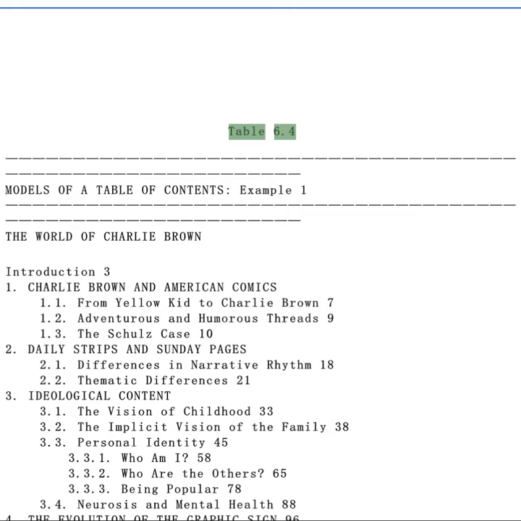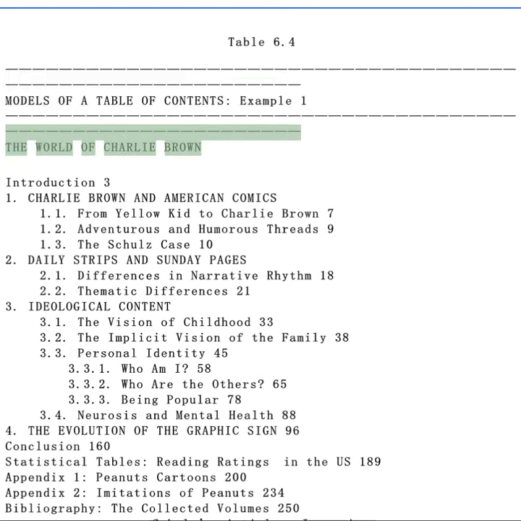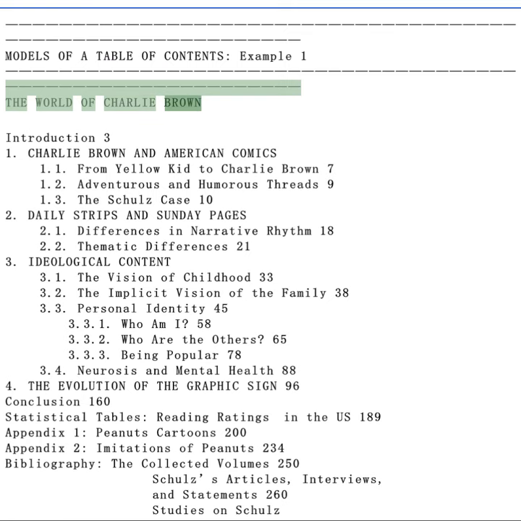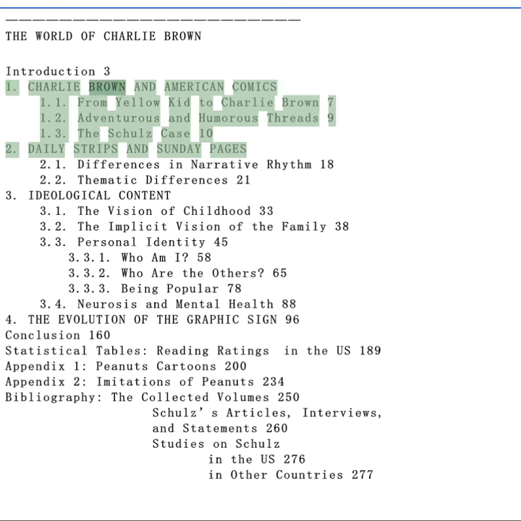Table 6.4. Models of a table of contents, Example 1. The World of Charlie Brown. Introduction 3. 1. Charlie Brown and American Comics 1.1. From Yellow Kid to Charlie Brown 7 1.2. Adventurous and Humorous Threads 9 1.3. The Schultz Case 10 2. Daily Strips and Sunday Pages.